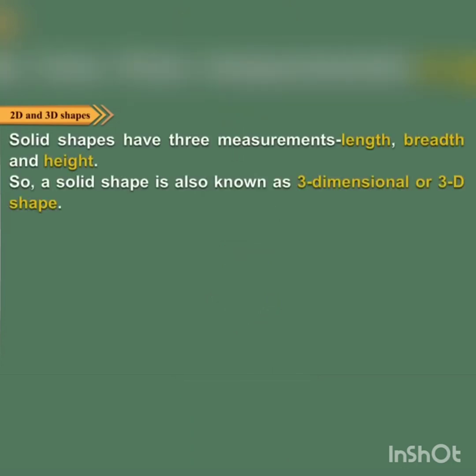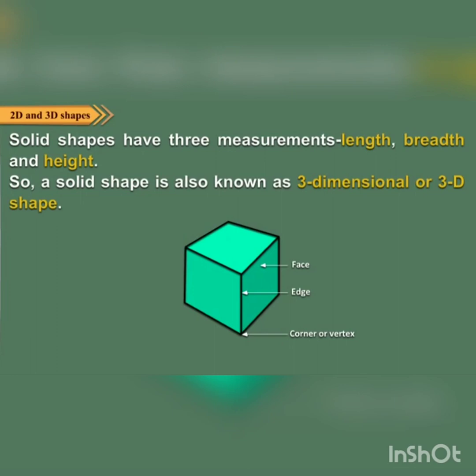And then these are the 3D shapes. Solid shapes have three measurements: length, breadth and height. So a solid shape is also known as a three-dimensional or 3D shape. Solid shapes have faces, edges and vertices.